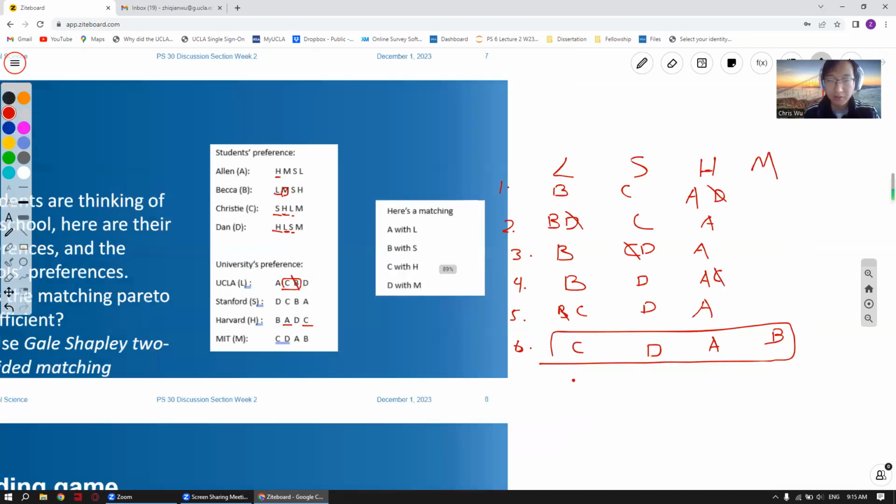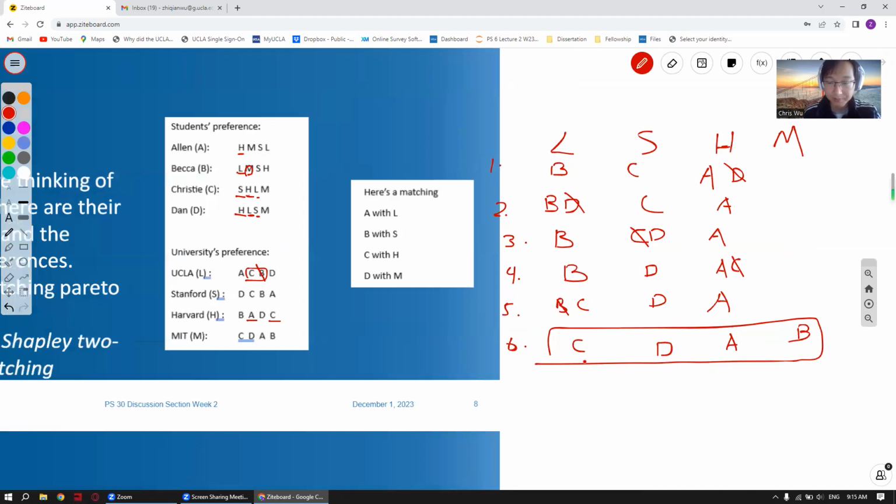So Christy will go to UCLA, which is her third choice. Dan will go to Stanford, which is his third choice. A will go to Harvard, which is his first choice, and then B will go to Massachusetts, his second choice.